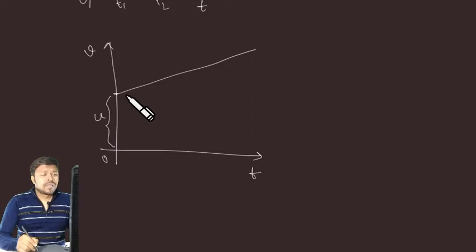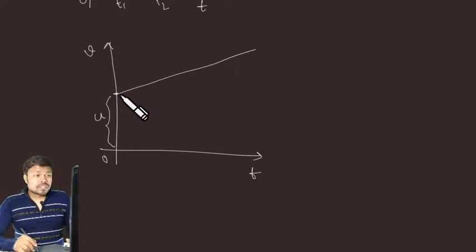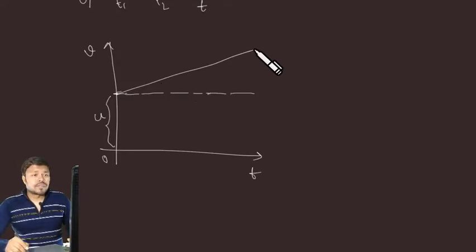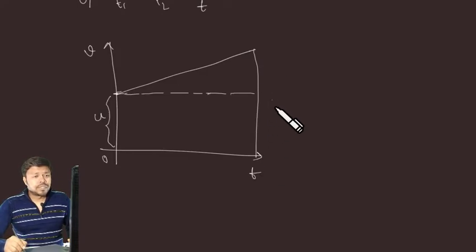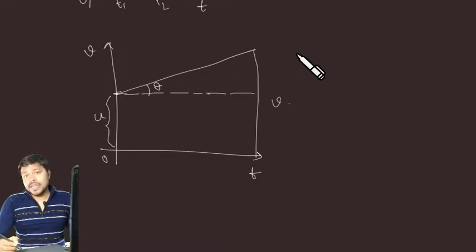Okay, so the body started from here, that means the body was already moving with the uniform velocity u before, and then started accelerating, and we started counting the time right from there. Okay, if there was no acceleration, the motion of the body would look like this, but because of the acceleration, the graph looks like this, and this is the final velocity. This is my final velocity v.